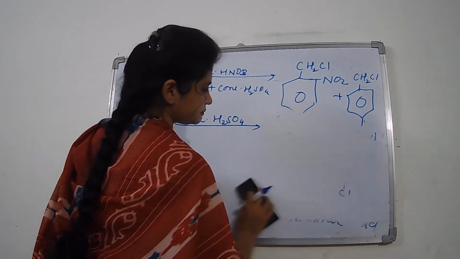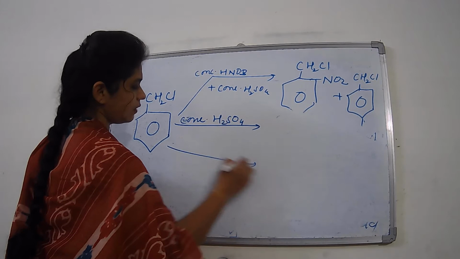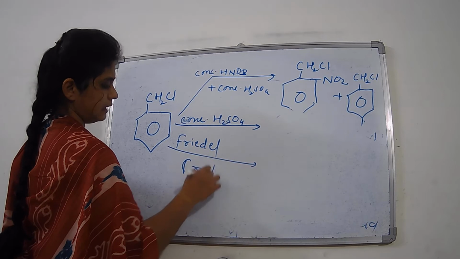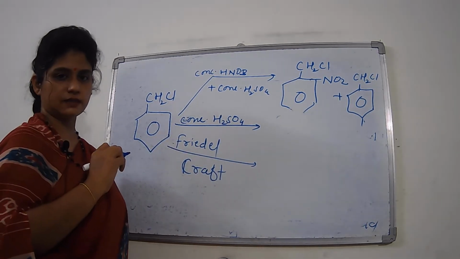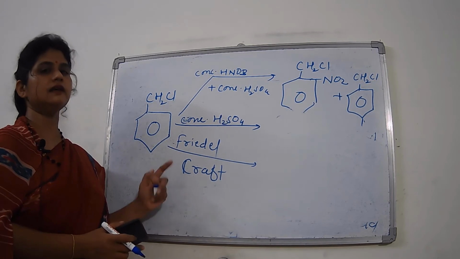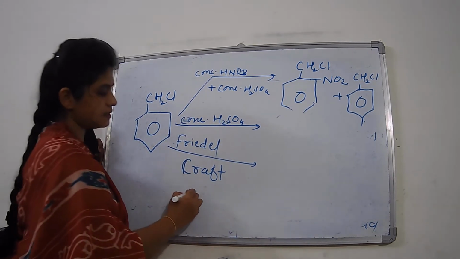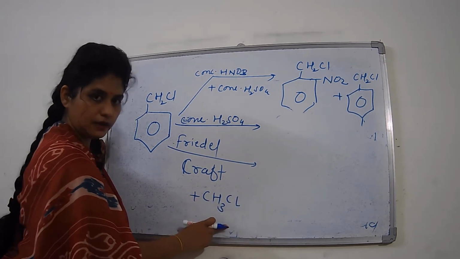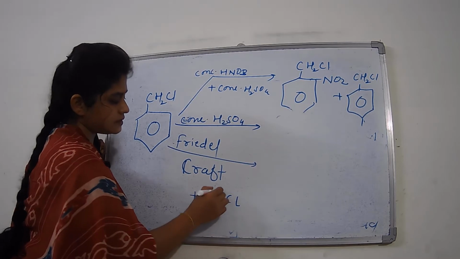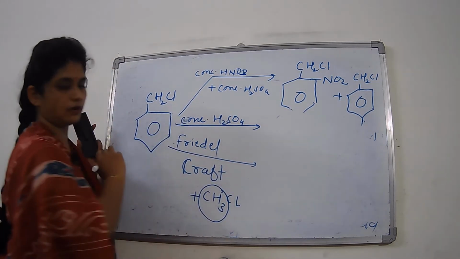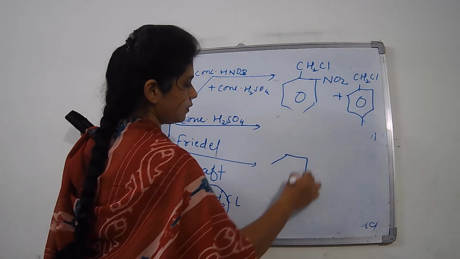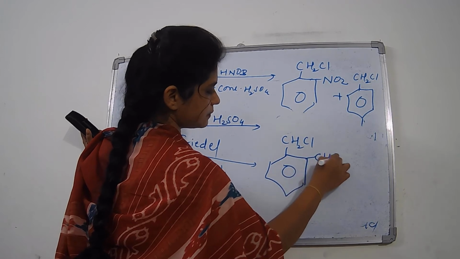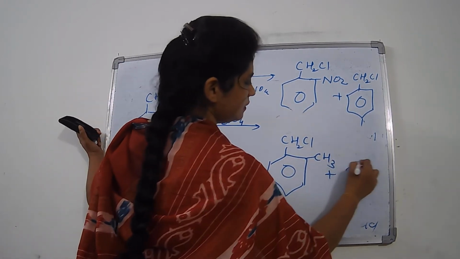What next? A very common method called Friedel-Crafts alkylation or acylation. We are taking the Friedel-Crafts alkylation reaction. In alkylation, as we know, we use an alkyl halide, so we are taking methyl chloride. Here CH3 gets substituted at the ortho and para positions, so we get a mixture of compounds where CH3 is substituted at the ortho position and the para position.